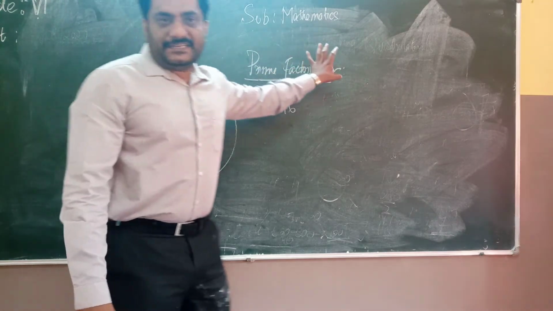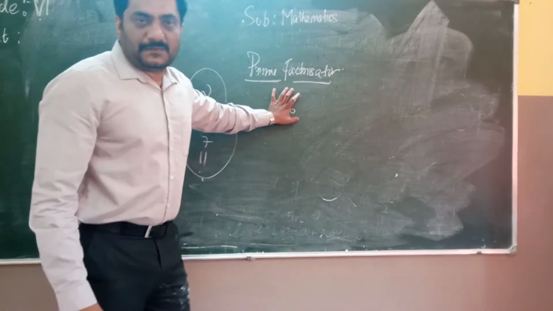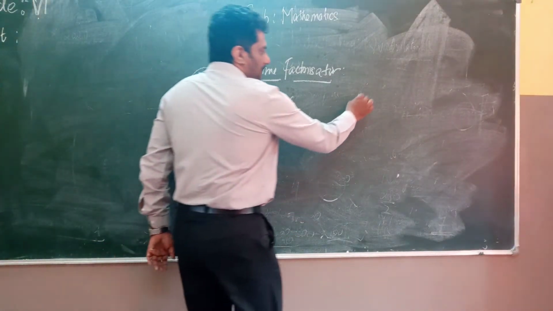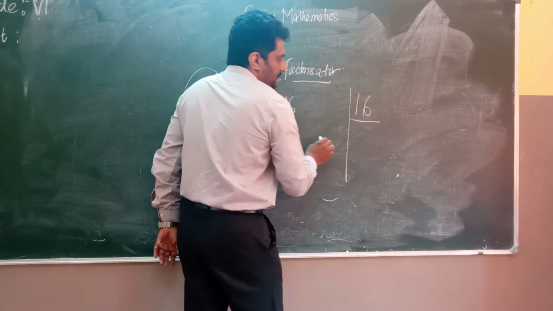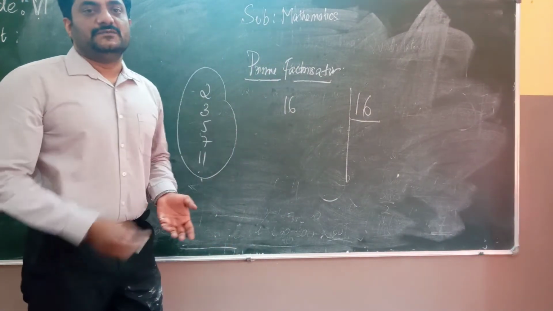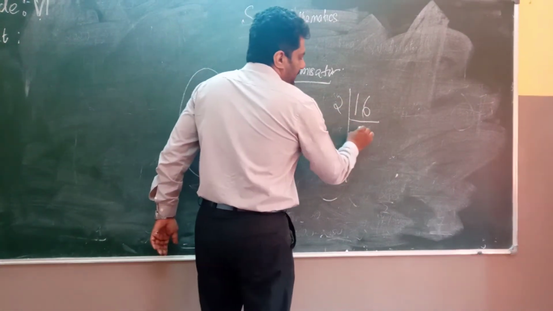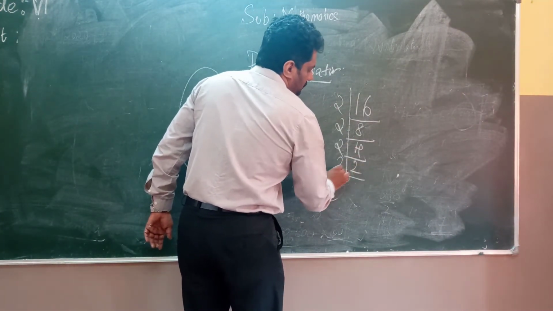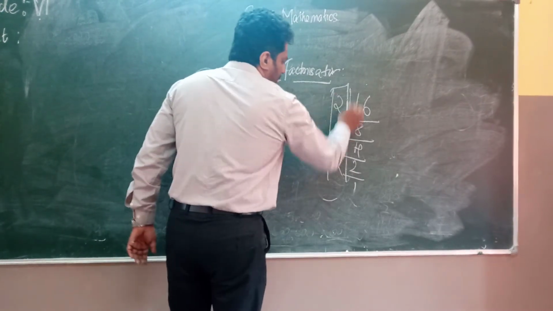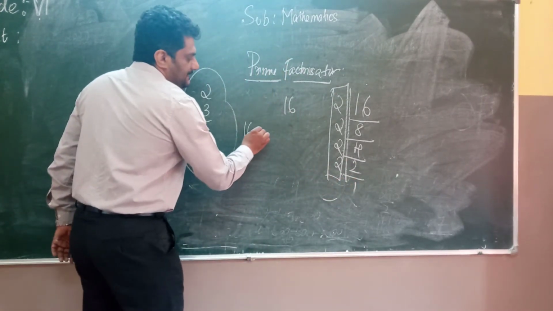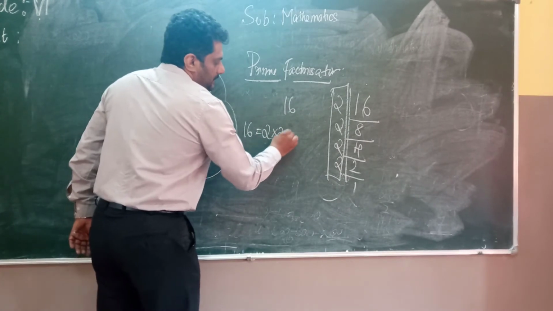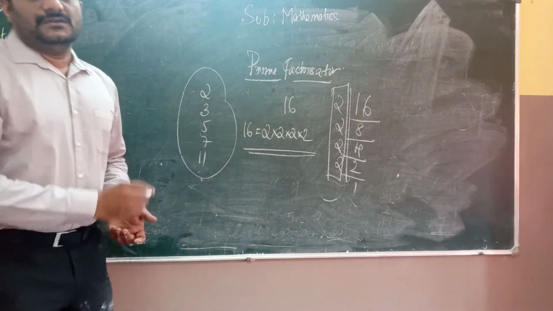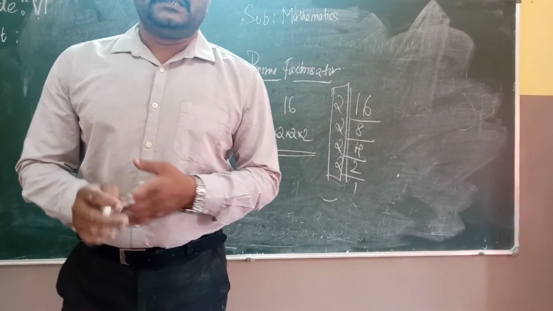Now prime factorization is nothing but splitting the given number using prime numbers. How do we do this? 16. Start doing the division, which is nothing but splitting. 2 8s are 16, 2 4s are 8, 2 2s are 4, 2 1s are 2. Now these are the factors. 16 is equal to 2 multiply 2 multiply 2 multiply 2. This is how you do the prime factorization.